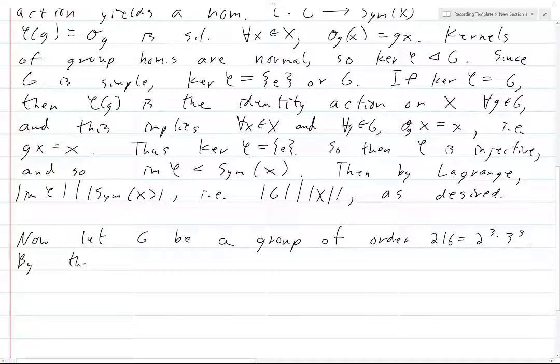Now by the Sylow theorems, we have n3. This is the number of 3 Sylow subgroups, i.e. the number of subgroups of G of order 3 cubed. But we know that this is congruent to 1. That's not a capital Xi, that's congruent to 1.